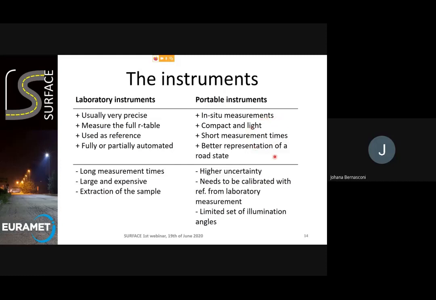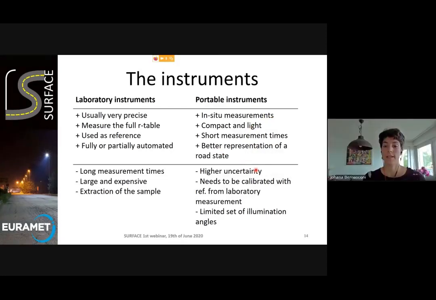The downside is that they have higher uncertainty than laboratory devices. They need to be calibrated with a reference from laboratory devices. And they usually are based on a limited set of illumination angles.